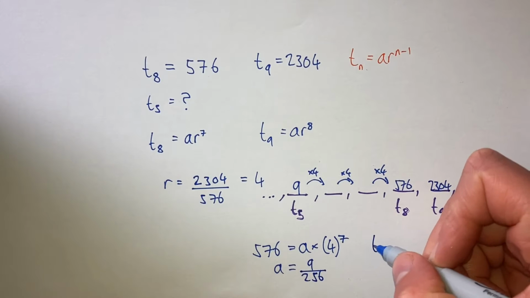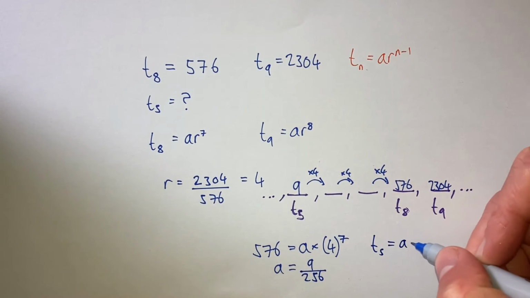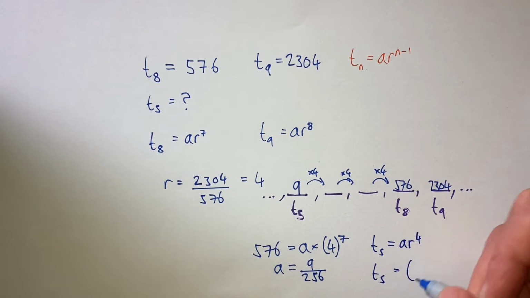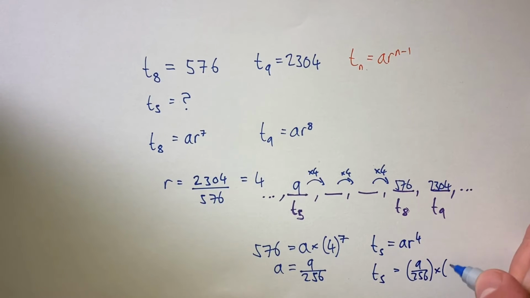And now we know that the fifth term is given by ar to the 4. So the fifth term is going to be 9 over 256 multiplied by 4 to the power of 4. And that should give us an answer of 9.